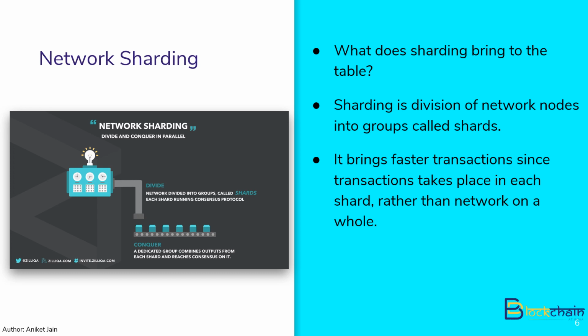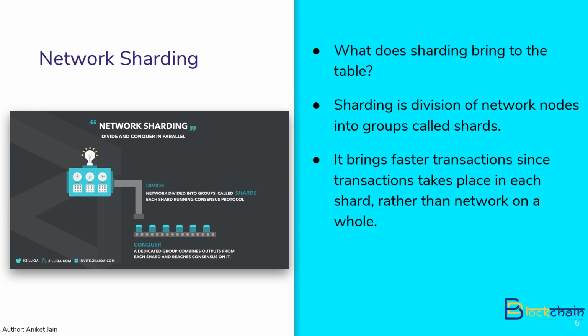Here what happens is that 100 transactions will take place together rather than a single transaction on a network. This is what network sharding is. It brings faster transactions to the table.